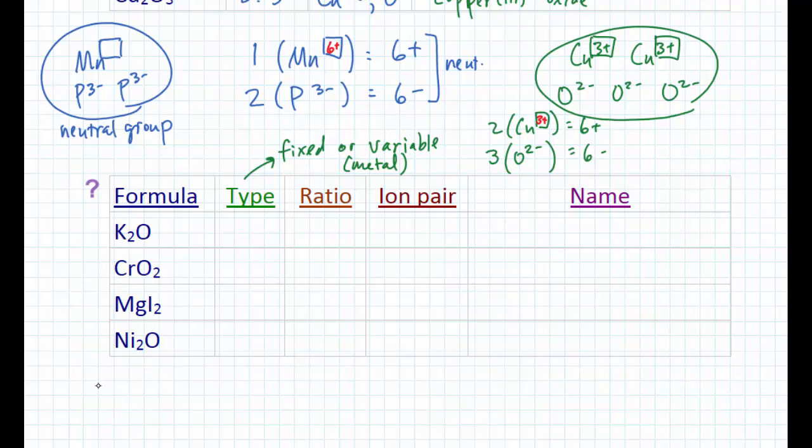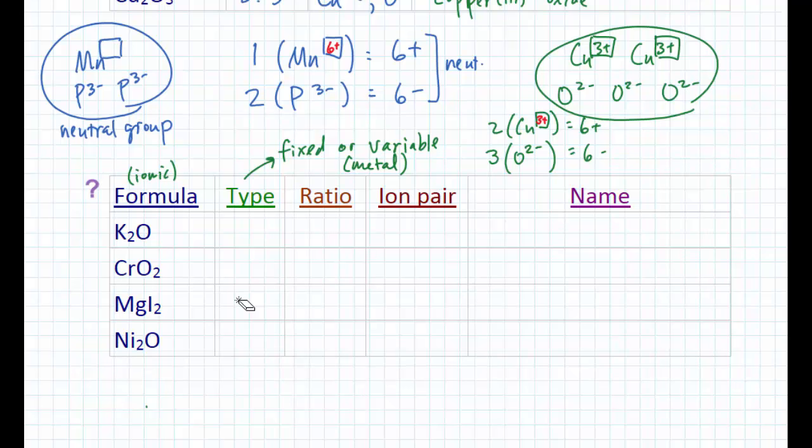All of these are ionic, because it's a metal and a nonmetal. But I want you to figure out, first of all, whether it's fixed or variable, just based on the metal. Write the ratio straight from the formula like we did before. Write the ion pair, that's where you write all the charges, and then write the name. So I want you to see if you can give that a try.